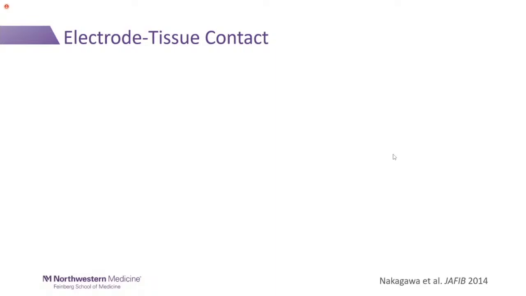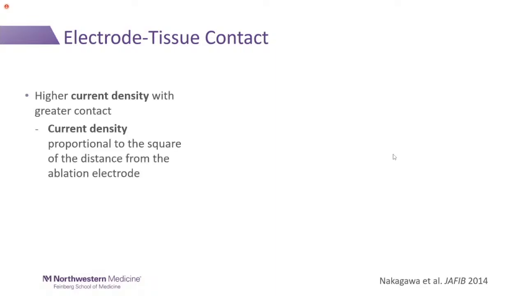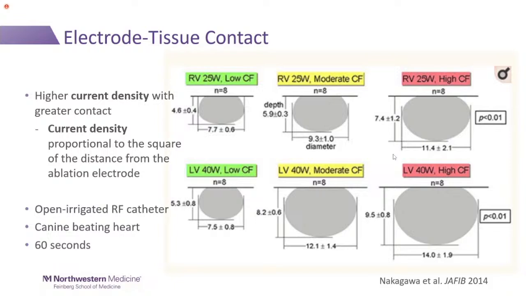All right, so electrode tissue contact, you get higher current density with greater contact. Current density is proportional to the square of the distance from the ablation electrode. This is just an example of lesion depth when we're looking at contact force. And you can see that the lesion depth is higher with higher contact force, both in the RV and in the LV.